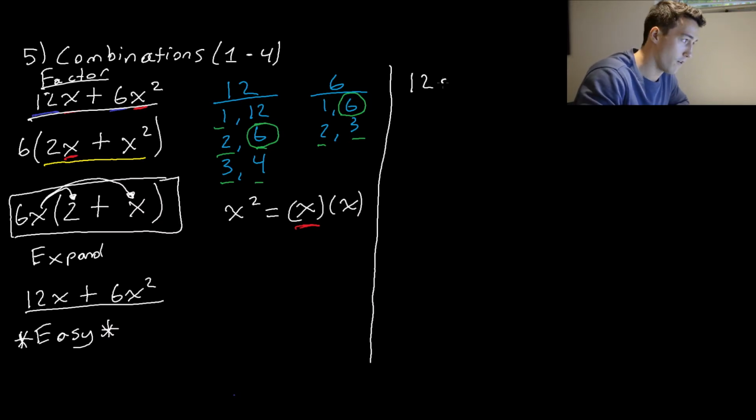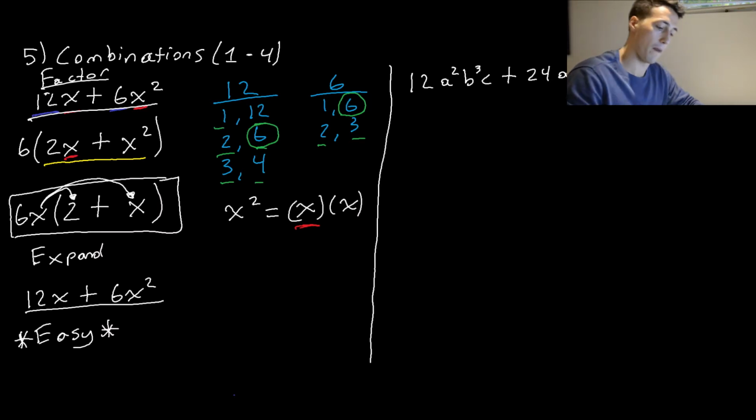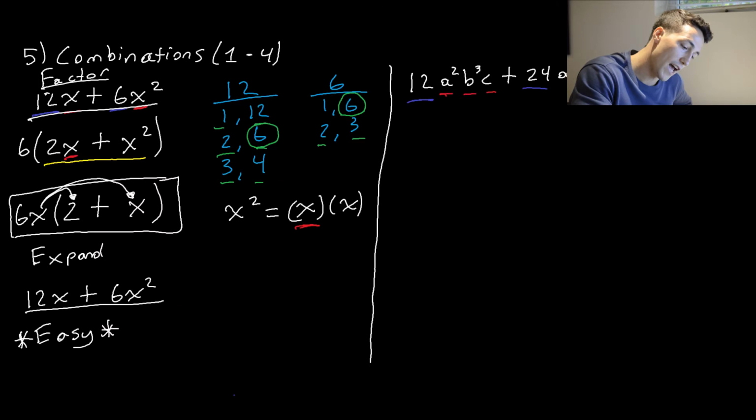So it's going to be 12a squared b cubed times c plus 24a cubed b squared c plus 36a squared b c squared. Okay, so it's a little bit more aggressive and a little bit more hairy, but we're going to apply the same principles. We're going to look at the coefficients, which in this case are 12, 24, and 36, and then each of the variables, which are a, b, c, and a, b, c for all of them.